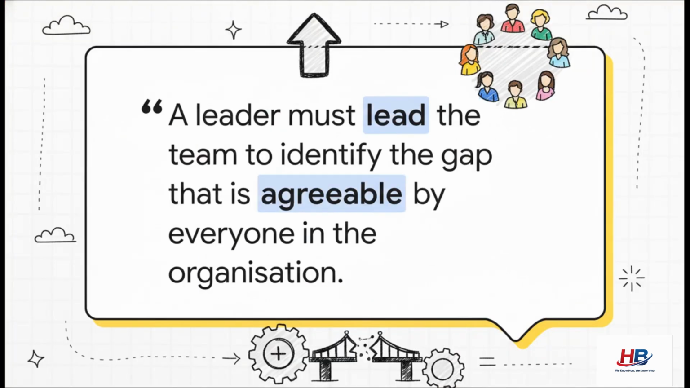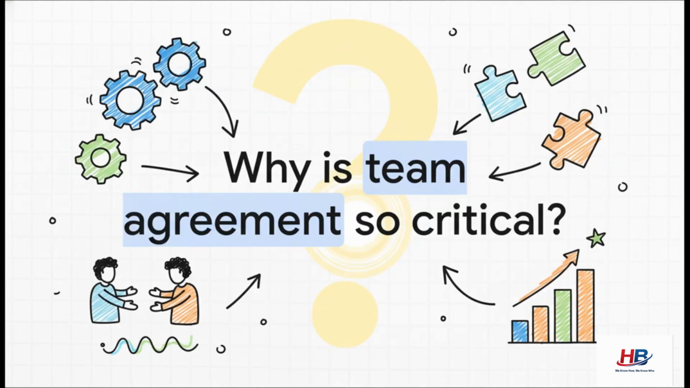Now this right here, this quote is the heart of it all. Notice it doesn't say the leader tells the team what the gap is. No, it says the leader leads the team to identify the gap. A gap that is agreeable by everyone. That's the game changer. So you might be asking, okay, but why? Why is that agreement so critical? Why does it matter so much?